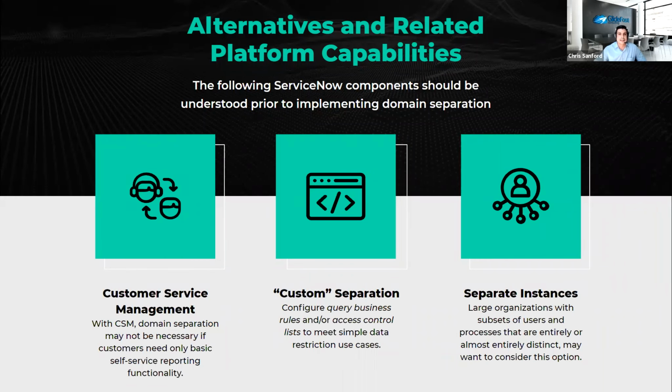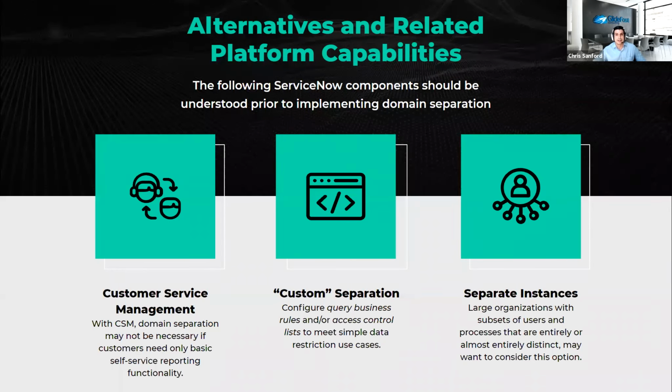Before making a decision to implement domain separation, it is important to consider the alternatives. Several other applications and platform components exist that solve some of the same problems as domain separation. For example, one that gets talked about a lot, especially for managed service providers, is customer service management, or CSM. It is best practice to use customer service management if you are using your instance to interface with external customers. CSM introduces several platform components to make the platform easier to use for external customers and ensure data security.